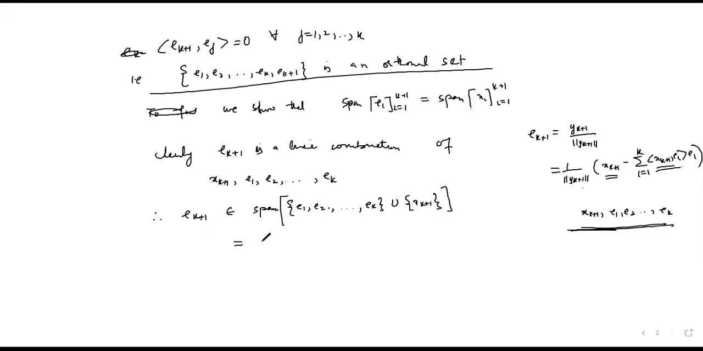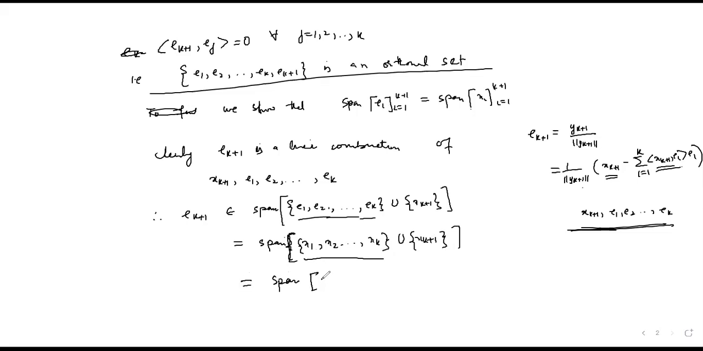But this is equal to, by our induction hypothesis, span of... should I write here x1, x2, up to xk? I write the union of x_{k+1}. By the induction hypothesis, span of e1, e2, ..., ek is the same as span of x1, x2, ..., xk. So therefore this belongs to, that is equal to, span of xi, i runs from 1 to k plus 1. So e_{k+1} belongs to this span.